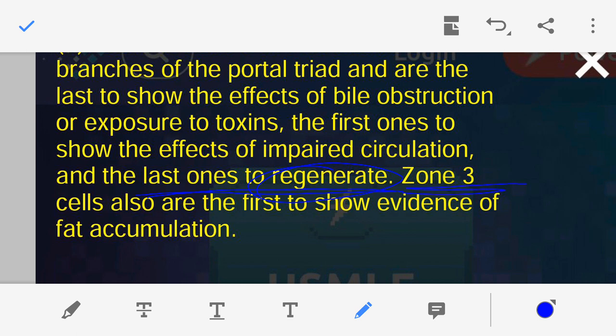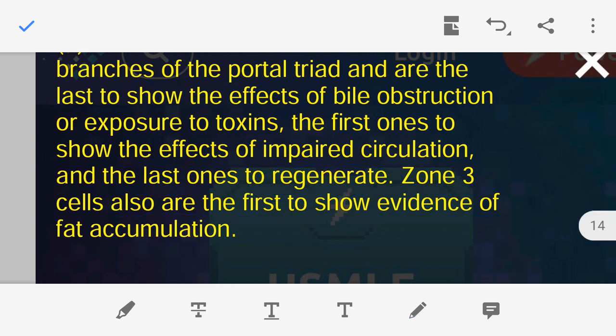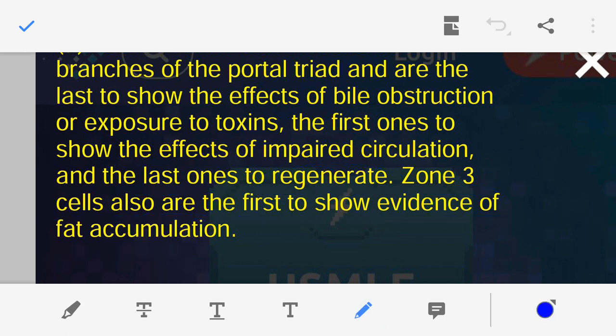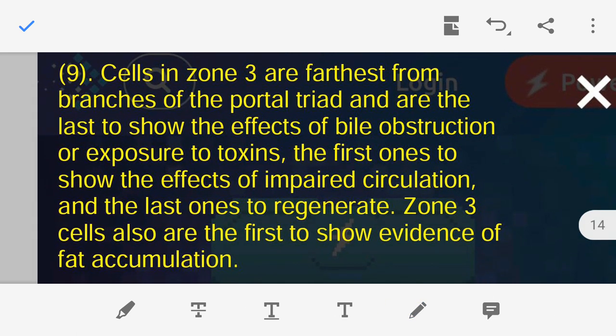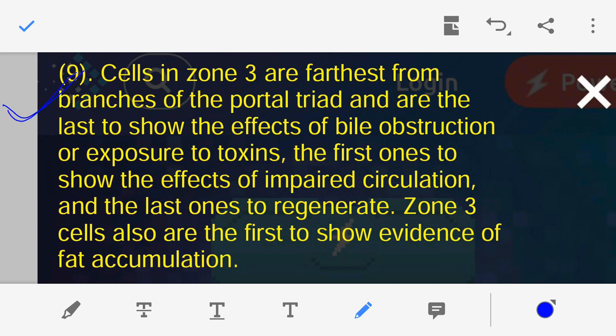Then zone 3 cells are also the first to show evidence of fat accumulation. So from the hepatic portal vein and the artery, fat is stored, fat is accumulated in the zone 3 cells. So in the 9th point, we discussed the characteristics of the zone 3 hepatocyte cell.